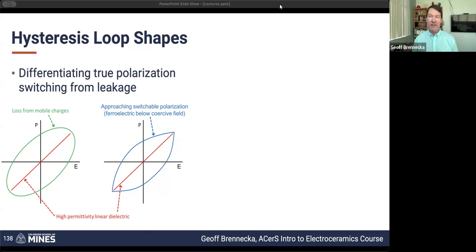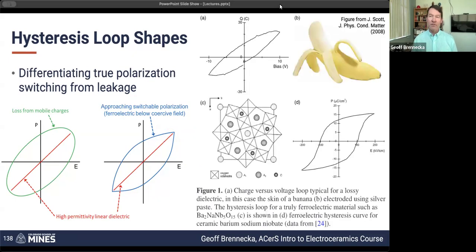One great example of this: Jim Scott published a paper where figure one actually included a picture of a banana. This is one of my favorite papers ever. Jim was kind of a jerk at times, and he used this to call out some people in the literature about mistaken claims of ferroelectricity. Even if he was kind of harsh at times, he was generally right.